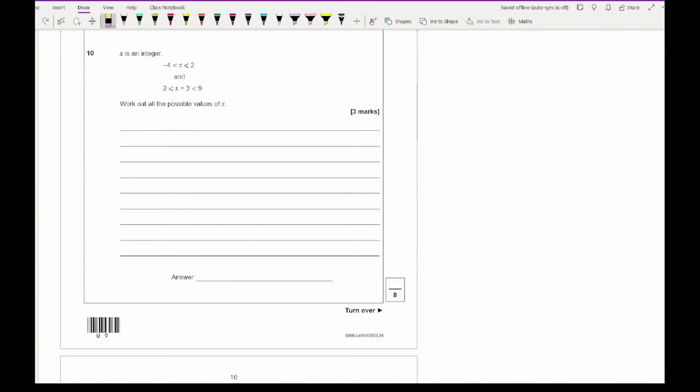So looking at question 10, it says that x is an integer, so in other words a whole number, and we've got our two inequalities. Now for this, what we need to do is establish what the possible values of x are, and then the answer is going to be the numbers that appear in both sets. So for the first inequality, the possible values that x can equal are minus 3, minus 2, minus 1, 0, 1 and 2.